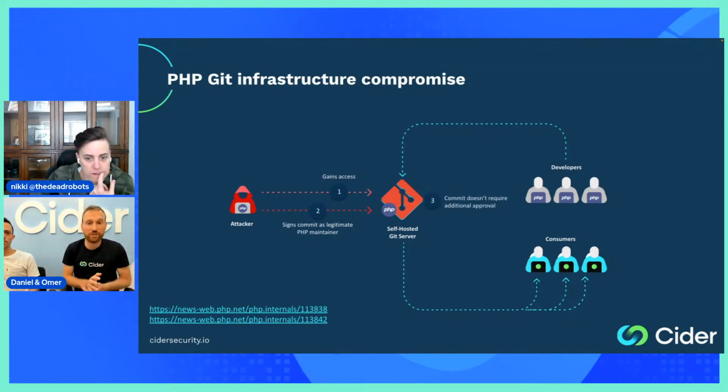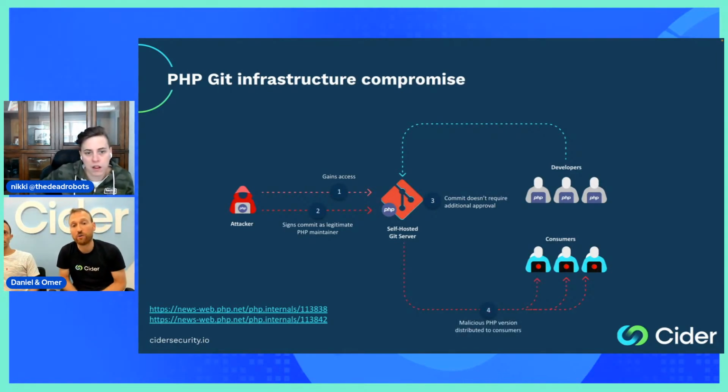At the time, PHP did not have any requirement for additional process or review prior to merging new versions of PHP. So the attackers, with the access that they had, were able to modify the actual production version of PHP that's being pulled by consumers. And so for a short while, there was a malicious version of PHP being distributed to consumers that allows remote command execution on any website running the hijacked version of PHP.